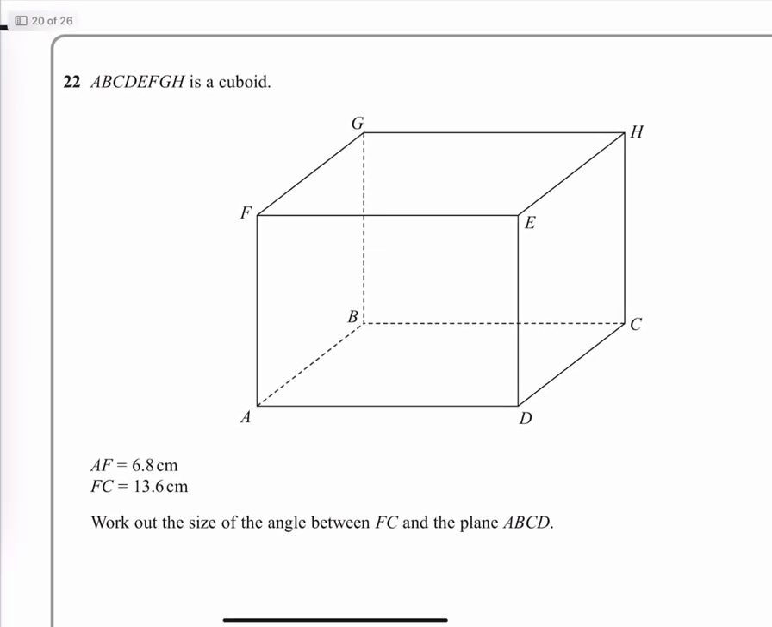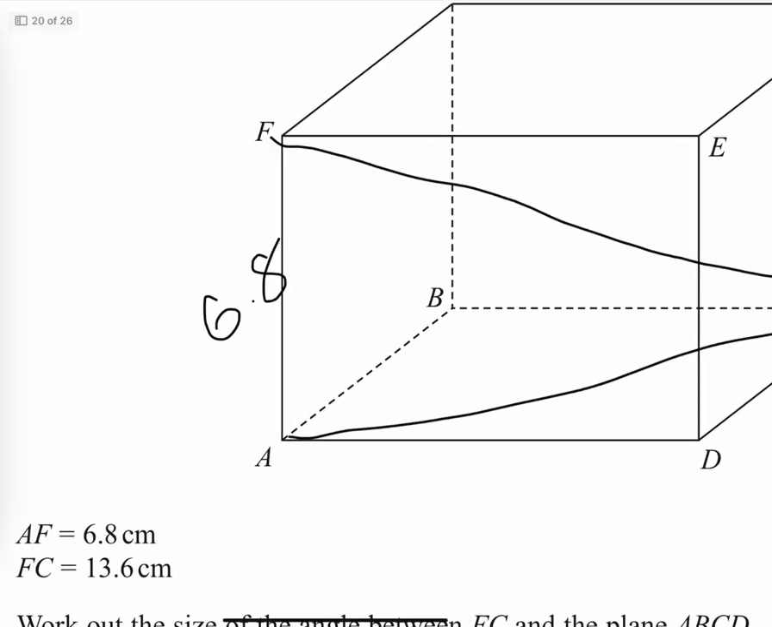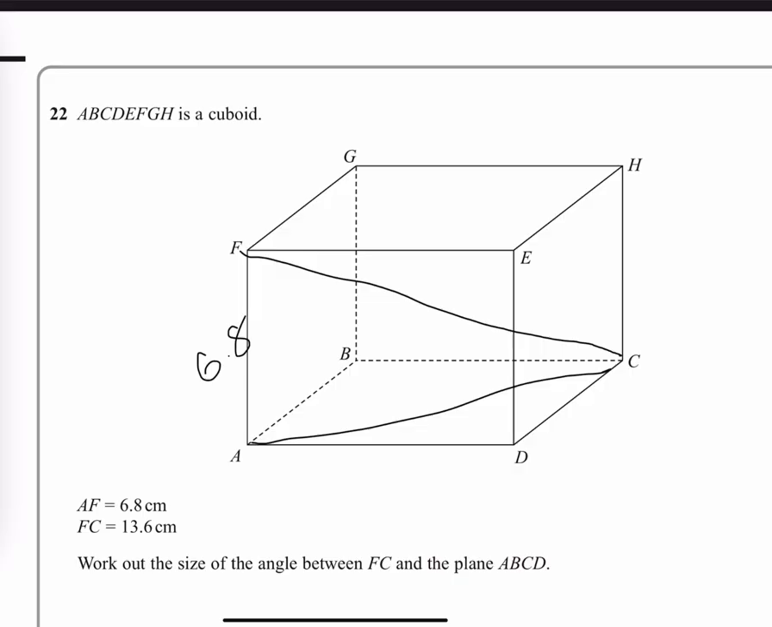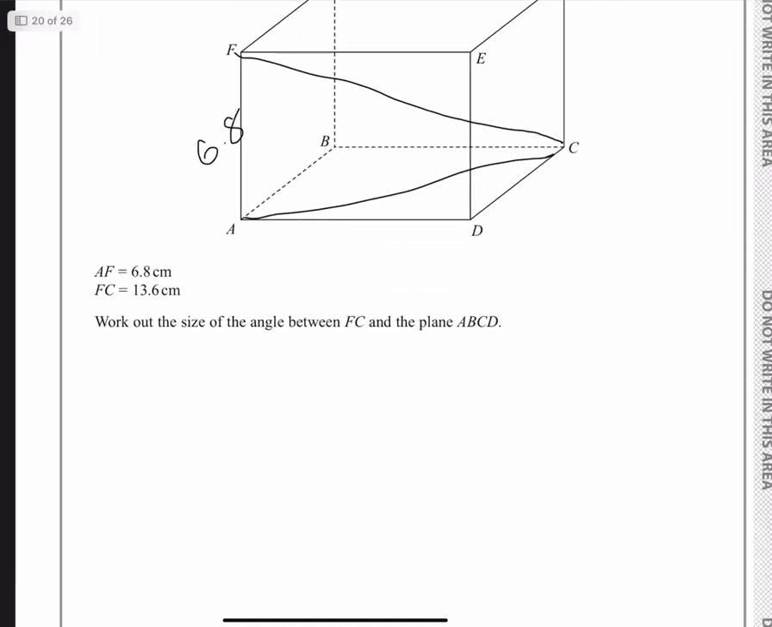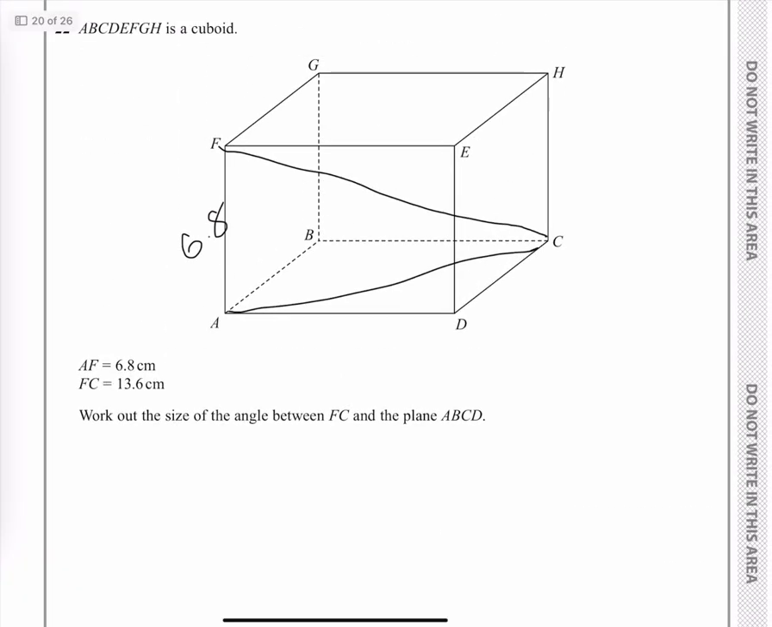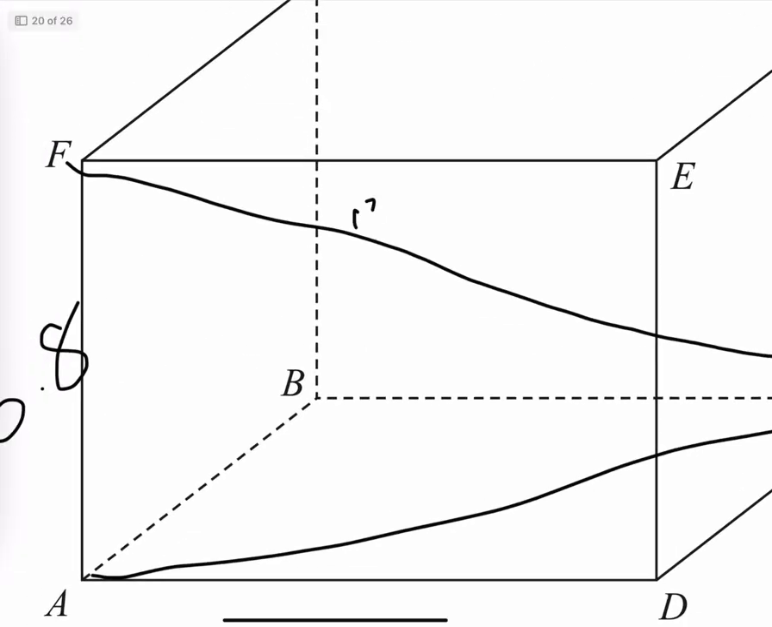ABCDEFG is a cuboid. Work out the size of F to C, to draw that on, and the plane ABCD. So we want to basically have this one here. So we have AF is 6.8. Good, they've given us one of the sides of the triangles. And F to C is, they've really made this easy for us. So this won't be worth much at all. Yeah, it's only worth 2 marks. They give you a whole page to do one line of working, 13.6.